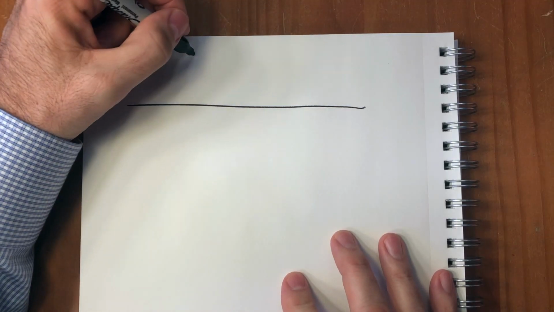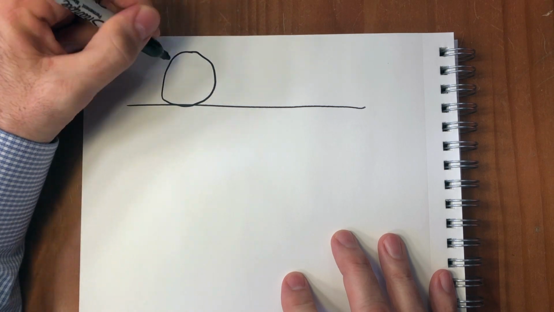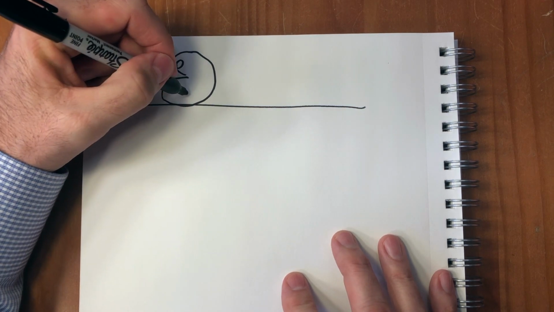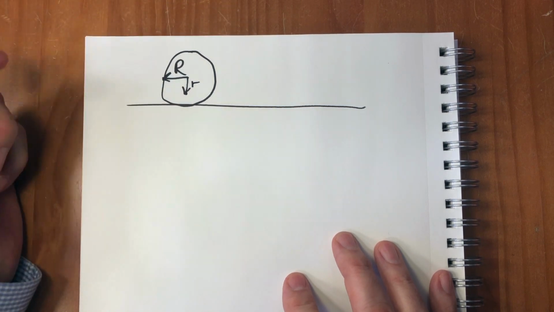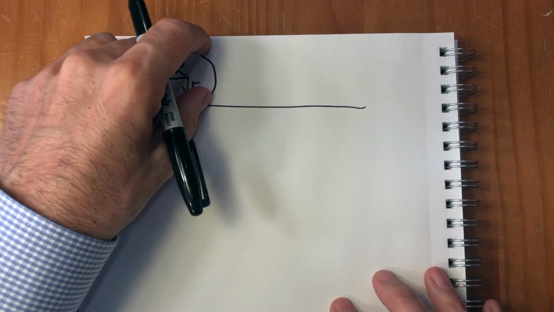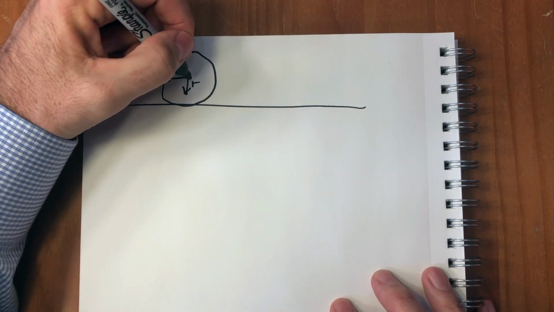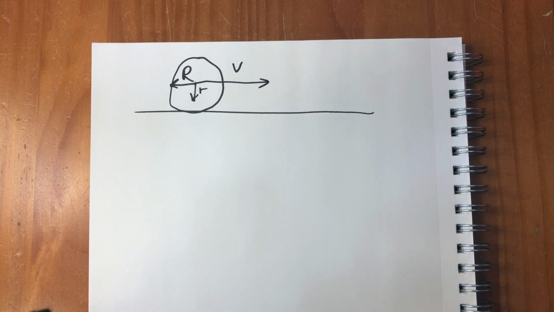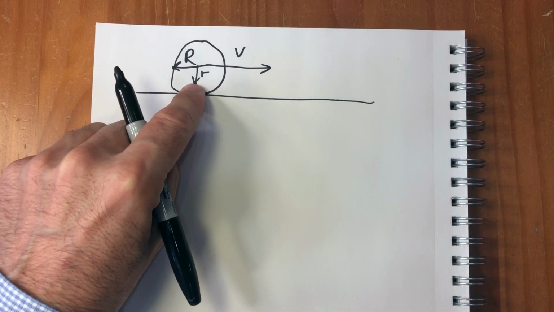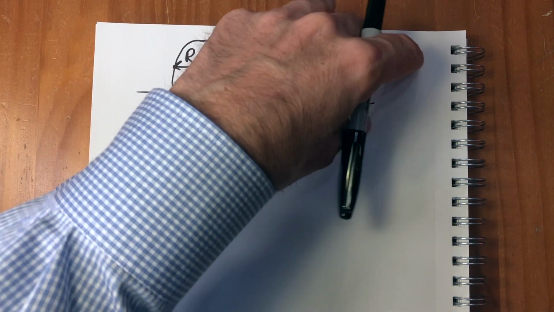Let's try a more complicated example. So let's imagine there's a wheel of radius capital R, and there's a point somewhere on that wheel that is small r away from the center. And this wheel is rotating to the right at a rate of v. So what we want to do is find the path that describes the motion of the point as the wheel rotates to the right.